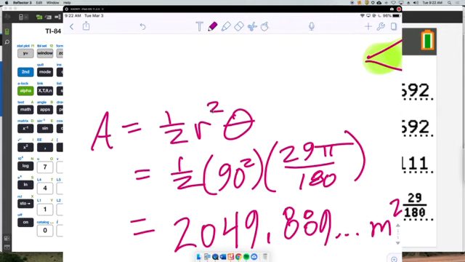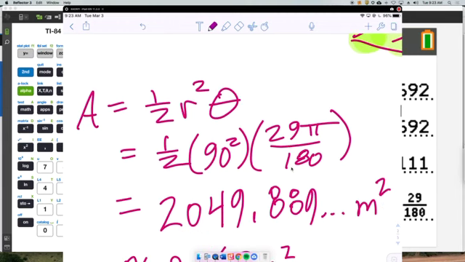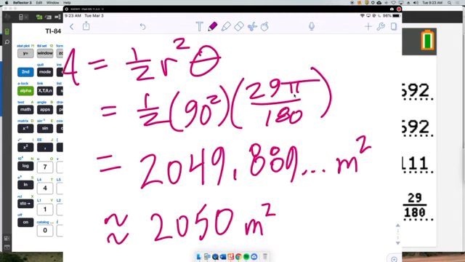It's 1/2 r squared theta. So in square meters, we get a half, the radius is 90, I gave that to you, squared, times 29 pi/180. So you could have just done times 29 degrees times pi over 180 degrees. You can actually convert it in the problem. If you type that in, just like you see with the pi button, you get 2049.889 meters squared. The closest answer to that, if you round to the nearest whole meter squared, is 2050.